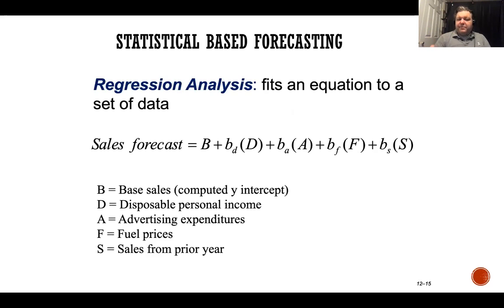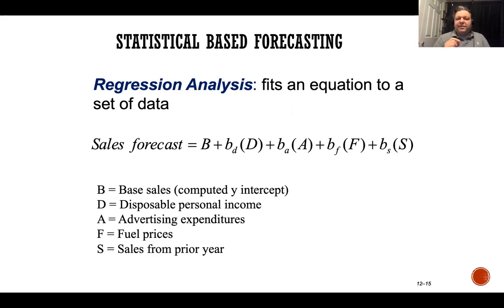Now, where do the points come from? Well, this is the data that we collected on these 4 other variables. D is disposable personal income, A is advertising expenditures, F is fuel prices, and S is sales from last year. So if we can plug all those in, we can put in data points and see, can we create a line where we can predict the sales forecast for the year 2020, or maybe 2021.